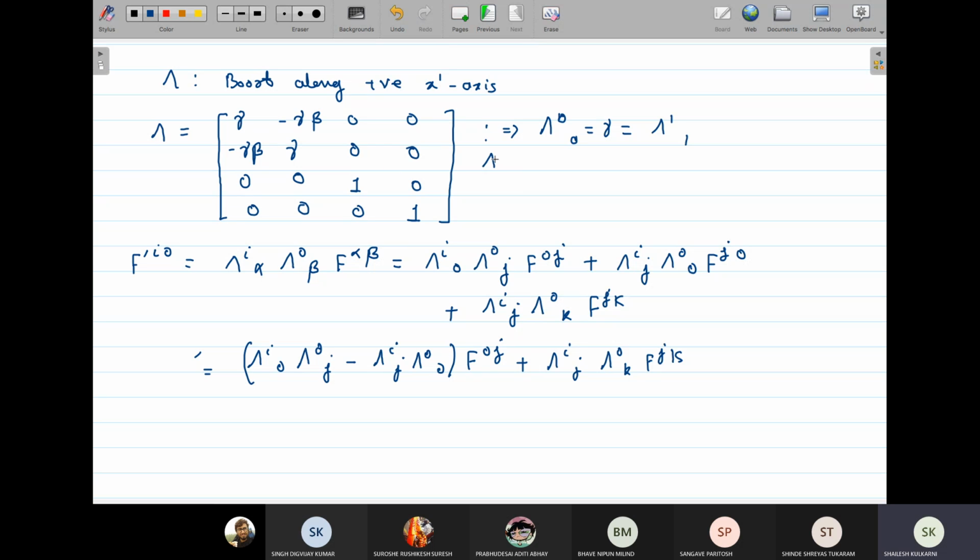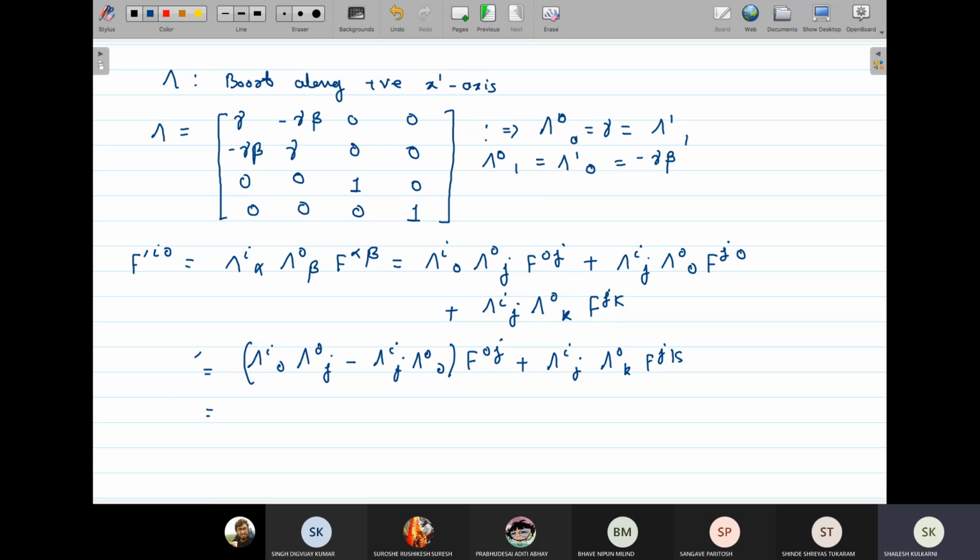Correct? Then lambda 01 equals lambda 10, equal to minus gamma beta. And the rest of the entries are 0, except lambda 22 and lambda 33. But you will see that these will not come into the picture. Clear? Okay, so let us use that.